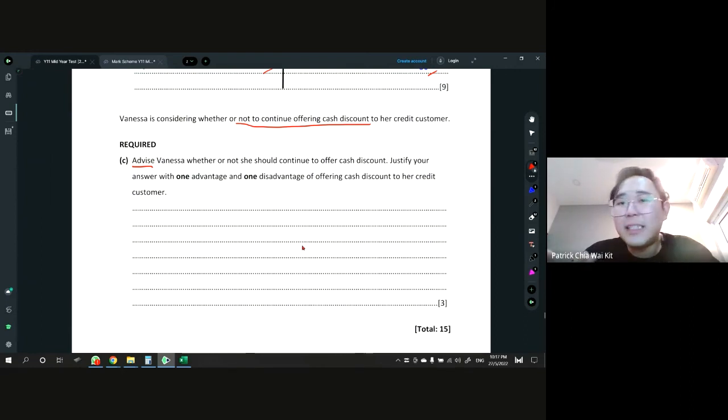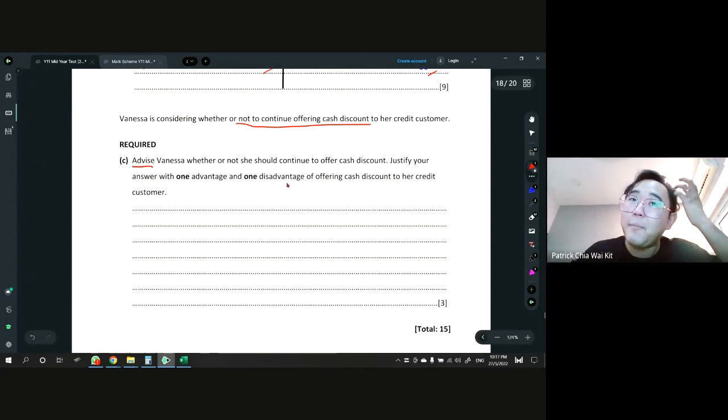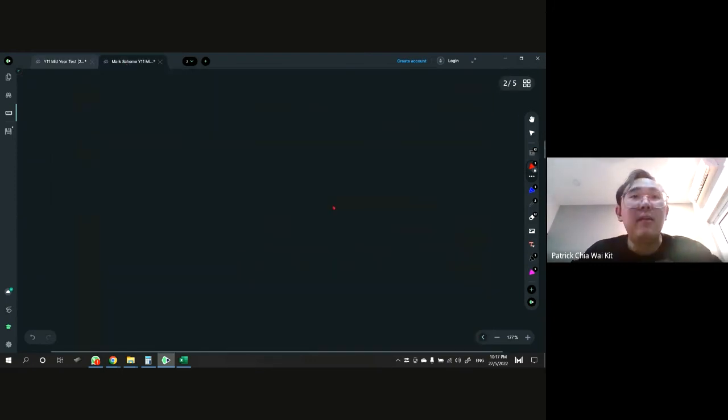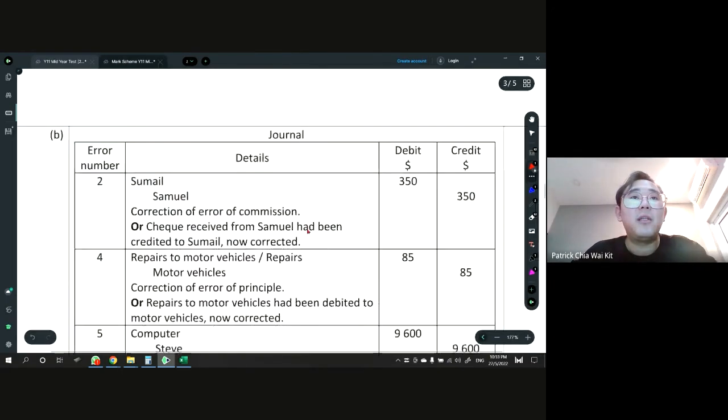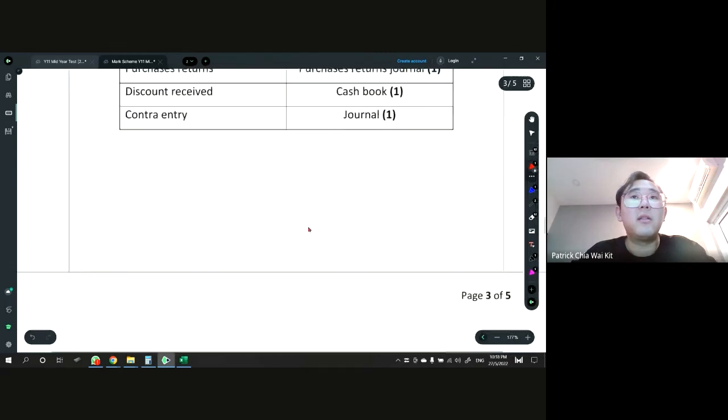So that means you must come up with one advantage or one disadvantage, and then only you give your recommendation. You get what I mean? All right, so let's look at the marking scheme. What's the good thing and the bad thing of offering cash discount? Marking scheme.